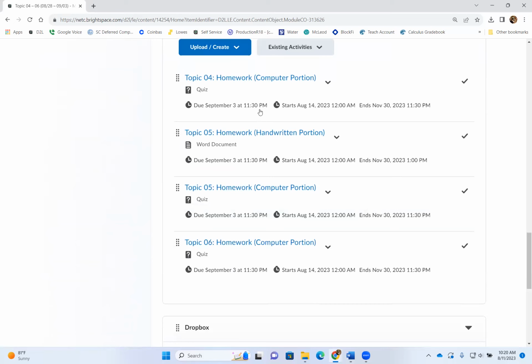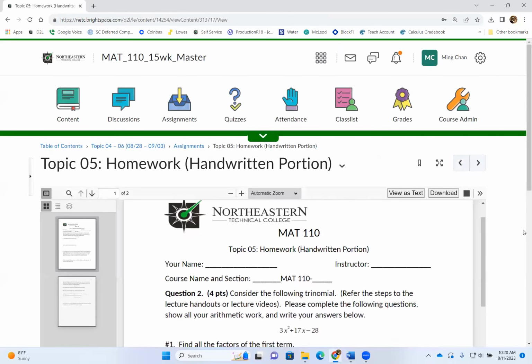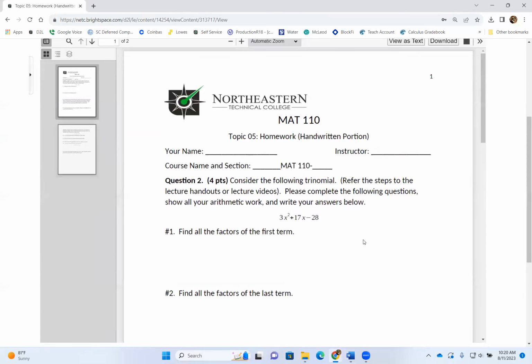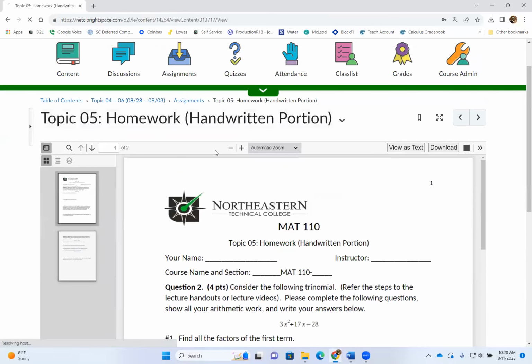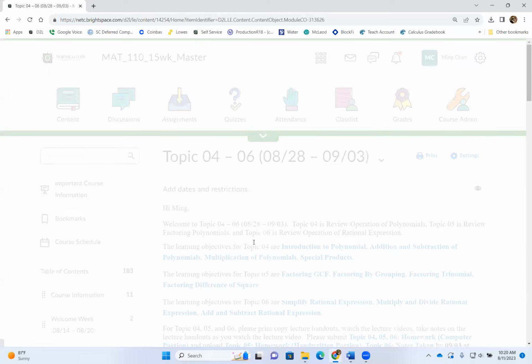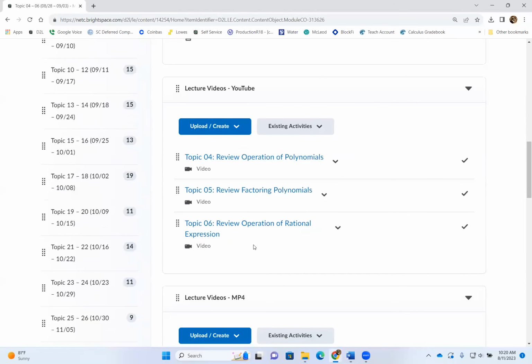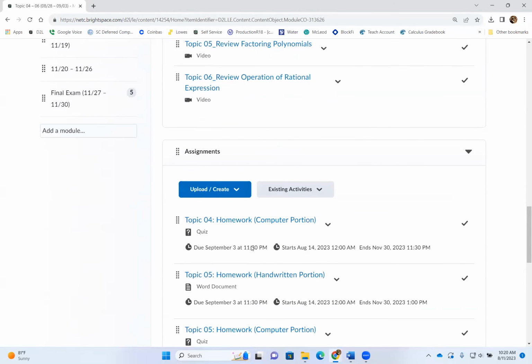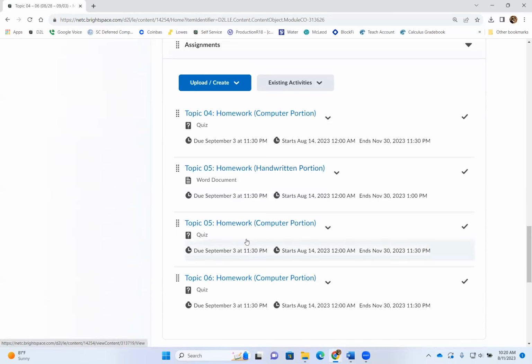Some homework assignments have a computer portion, and some have both a computer and a handwritten portion. When you run into a homework that has both, I will need you to print or copy down the handwritten portion first, and then open the computer portion, and go back and forth between the two portions to complete that one homework assignment.